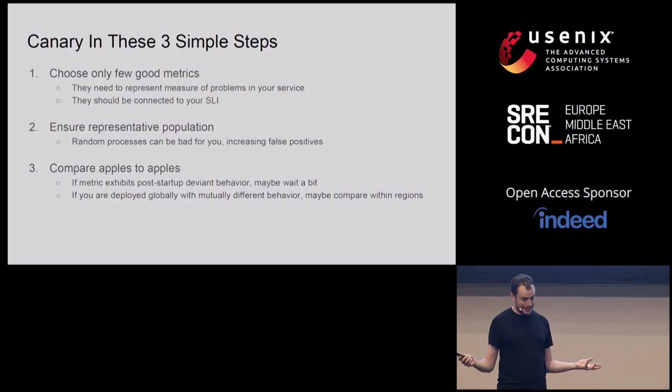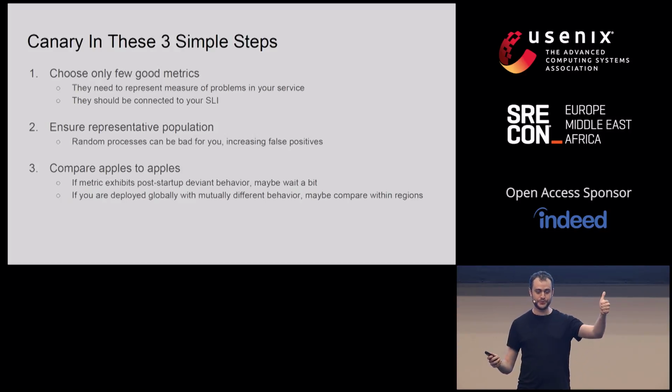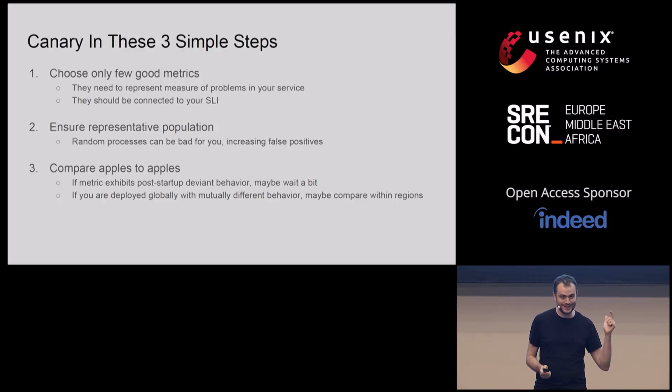So, canarying in these 3 simple steps. Choose only a few good metrics. They need to represent the measure of problems in your service. Go one direction if your service is broken. Go the other direction if it's doing better. They should be connected to your SLIs. They don't have to, but it helps. And it's a very good idea to have at least one of them connected directly to your SLI.